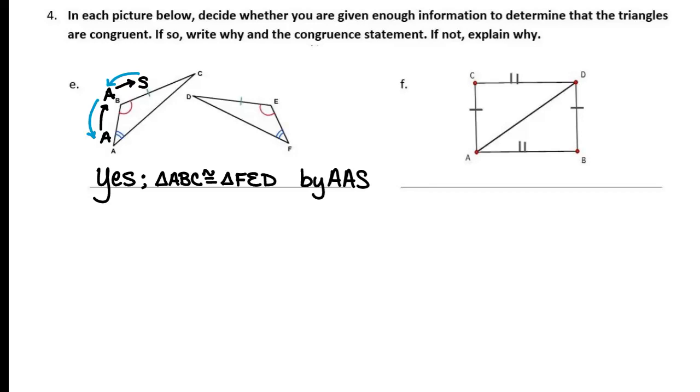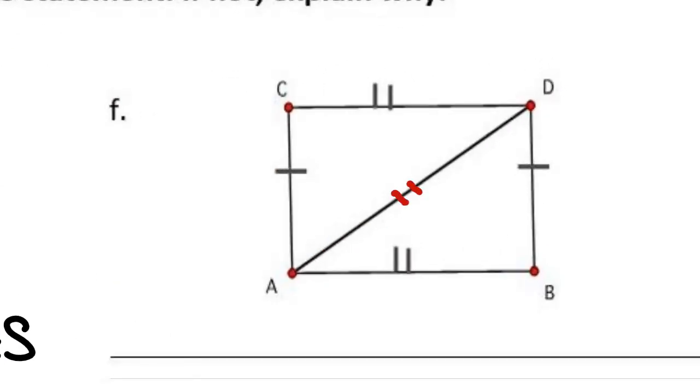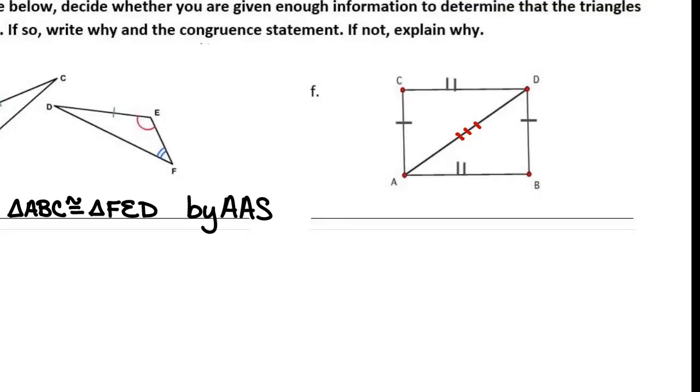Last one in this section, part F. How many corresponding congruent things are shown in the picture? 2. But what else do these triangles have in common? They have a shared side. That shared side will always be congruent to itself. So if it's not already marked for me in the picture, anytime I see a shared side, I'm going to mark it as congruent. Do I have enough information to say that these two triangles are congruent to each other? Yes, using what congruence criteria? Side, side, side.